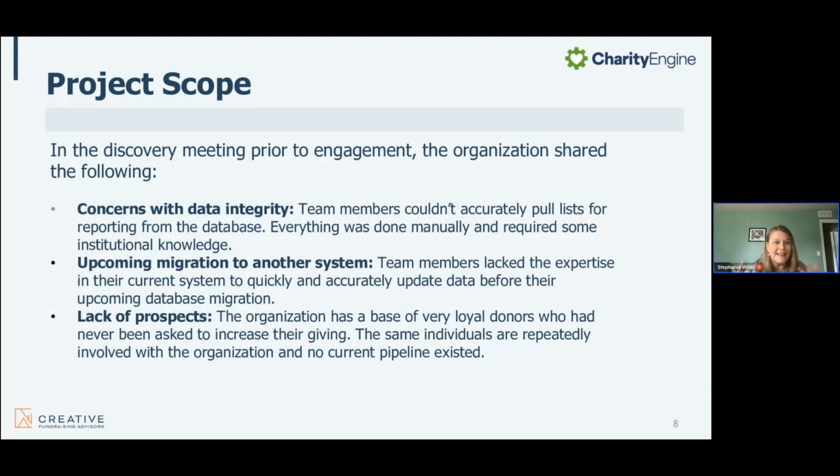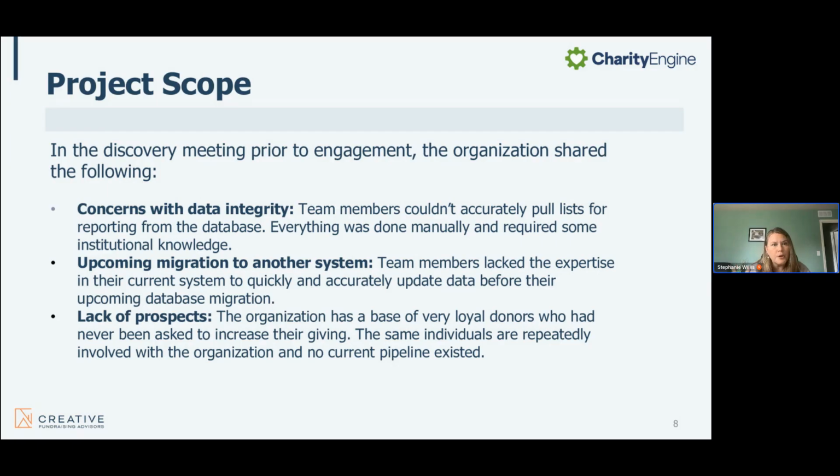Number two was, again, a migration to another system. Whenever you change systems, it opens up the data. You have to understand what data fits from here into there, and how we code it. They knew they had a turnaround to do that, but they lacked the time and expertise to understand how to do it and how to prep before getting into a new system.